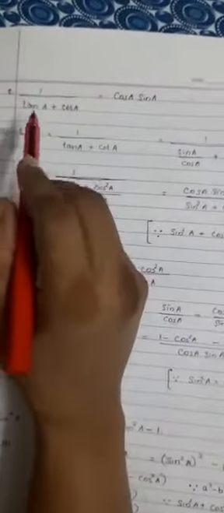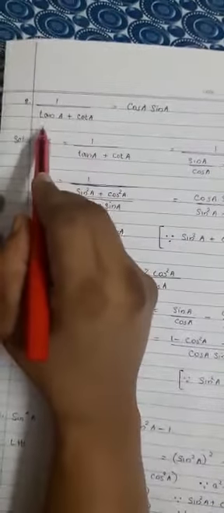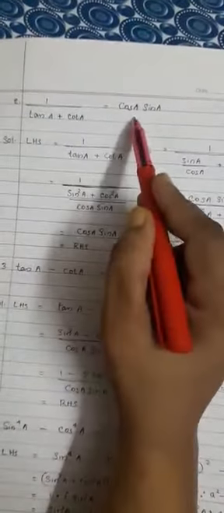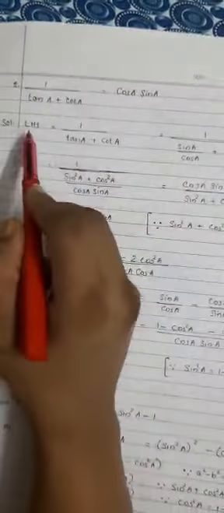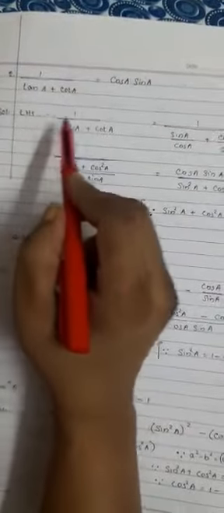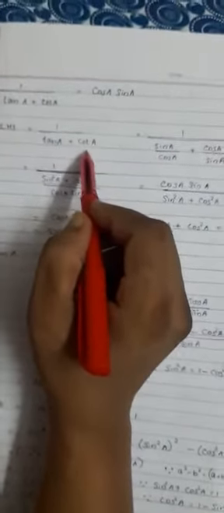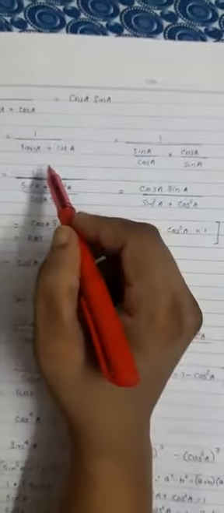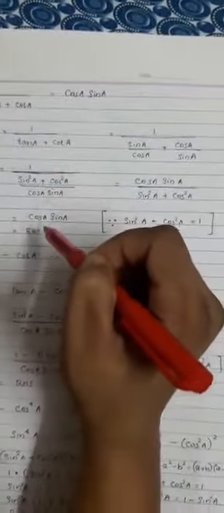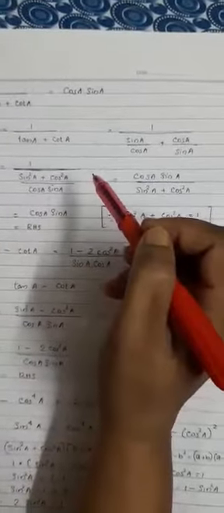Next question. 1 divided by tan A plus cot A equal to cos A sin A. Here LHS is equal to 1 divided by tan A plus cot A. You know tan theta is equal to sin theta by cos theta. Cot theta is equal to cos theta by sin theta.